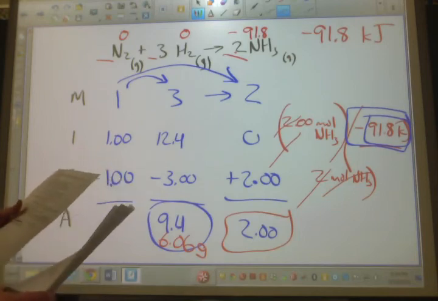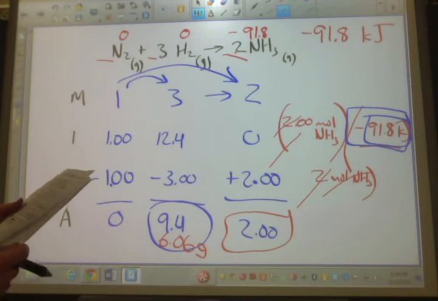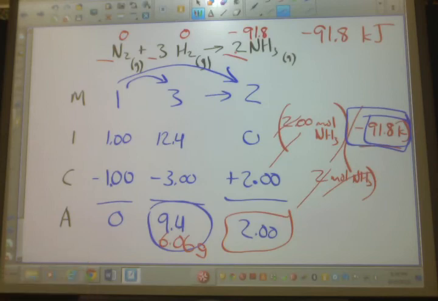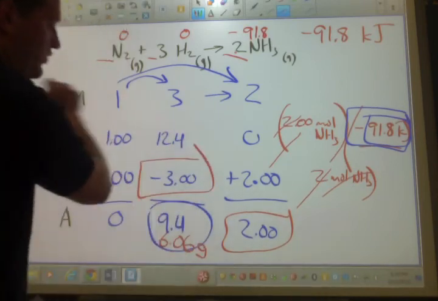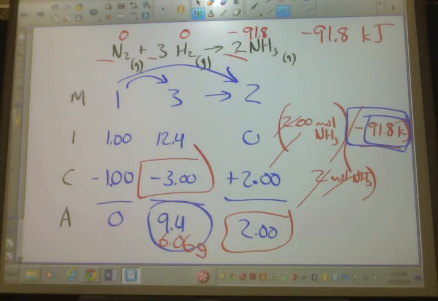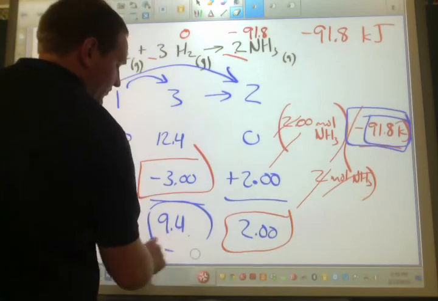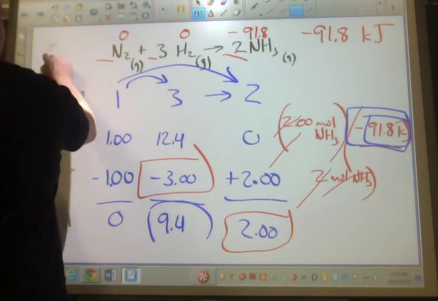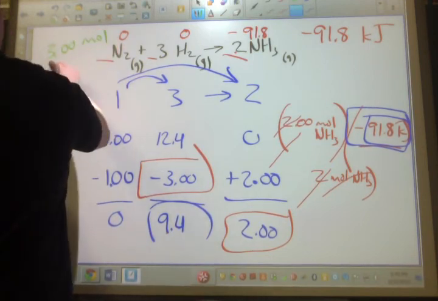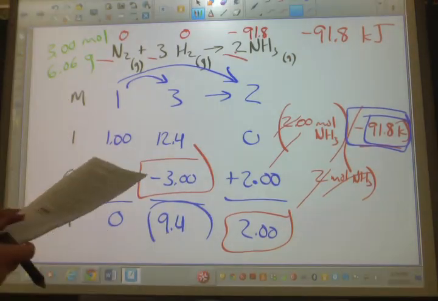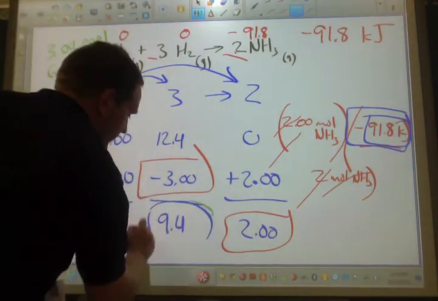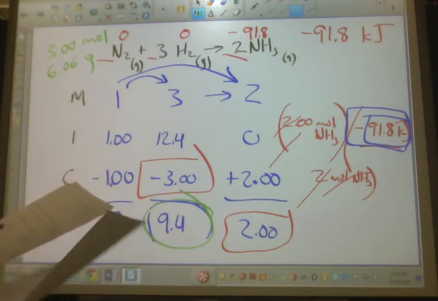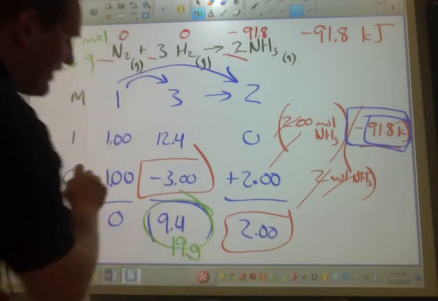That seems high. Ah, yes, that is why. I misread the question. How much of the excess reagent was used, not how much was left over. This much was used. 3 moles of it was used. So you can either answer 3 moles or convert this to grams, and that's where we get our 6.06. So for part B, you would say 3.00 moles were consumed or 6.06 grams were consumed. Letter C, how much excess reagent is left over? Here's my 9.4 moles left over. Converting to grams, we get 19 grams left over.